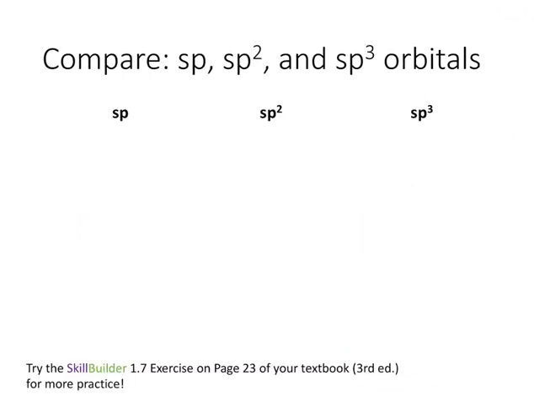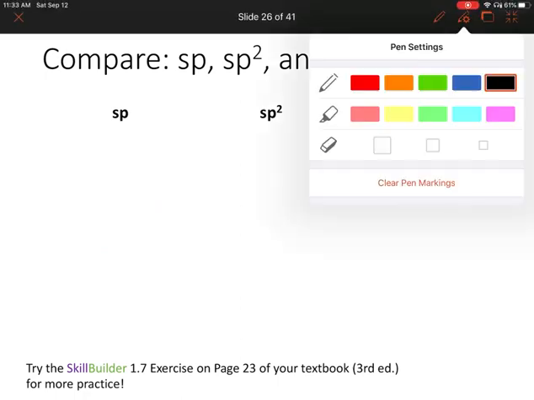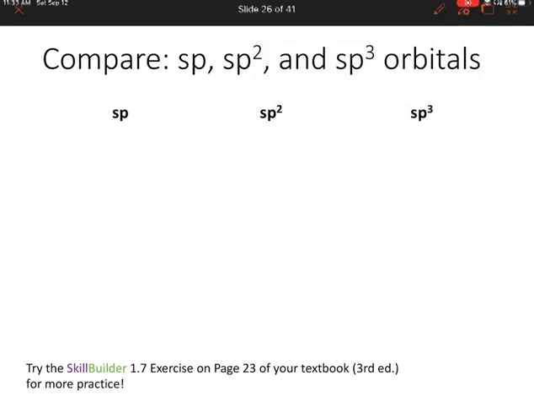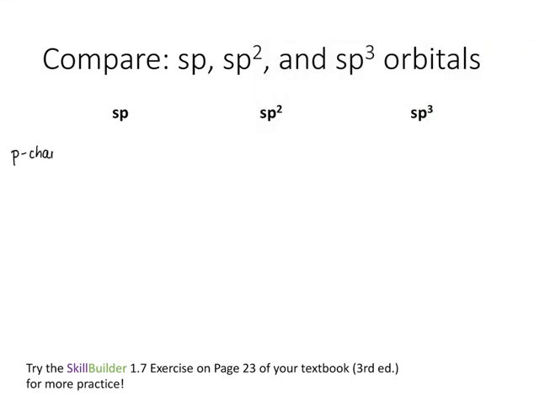Okay, so let's just summarize everything we've learned in the last couple of videos. Let's start by discussing p character. How much p character does an sp hybridized orbital have? Well, there's one s and one p, so if we split it in half, we've got 50% p character.